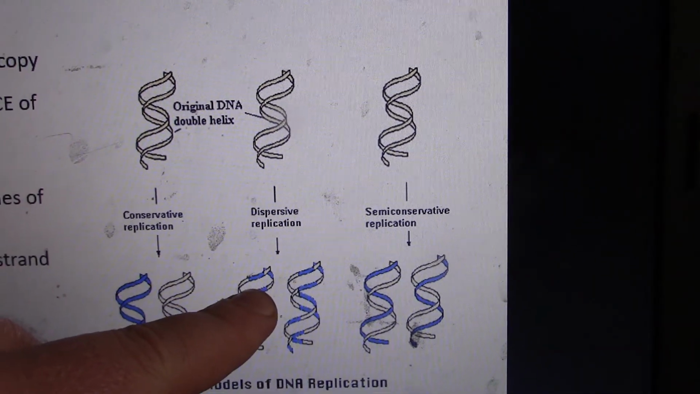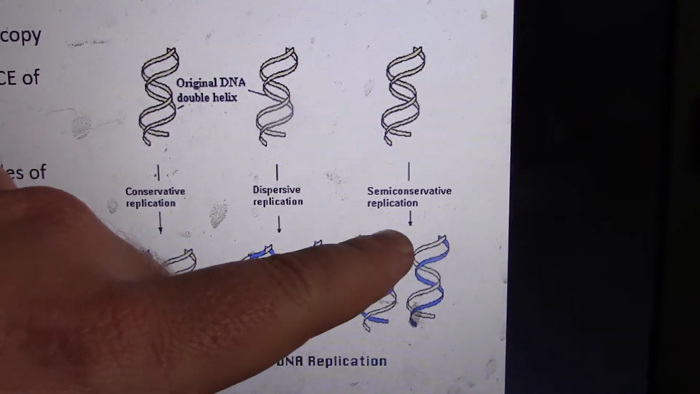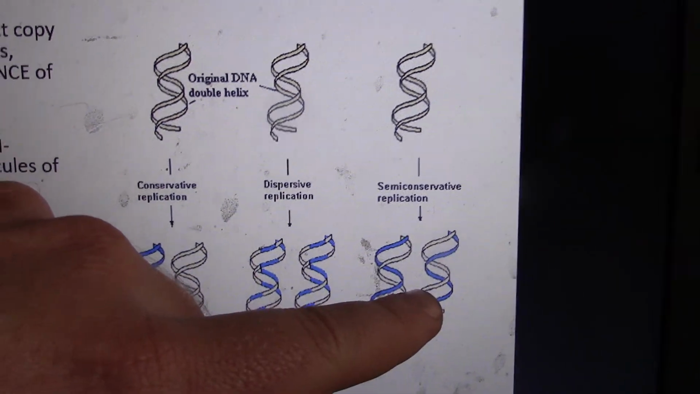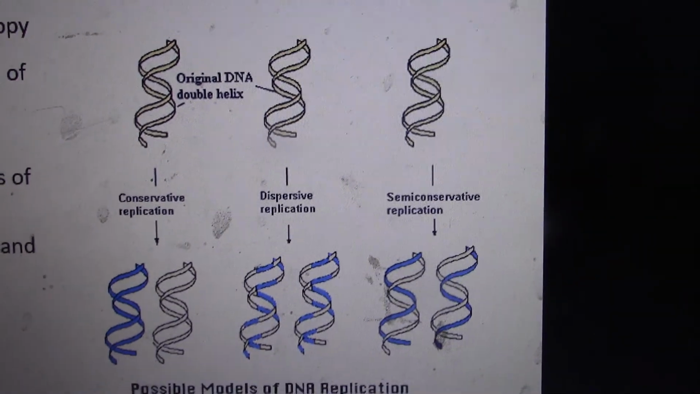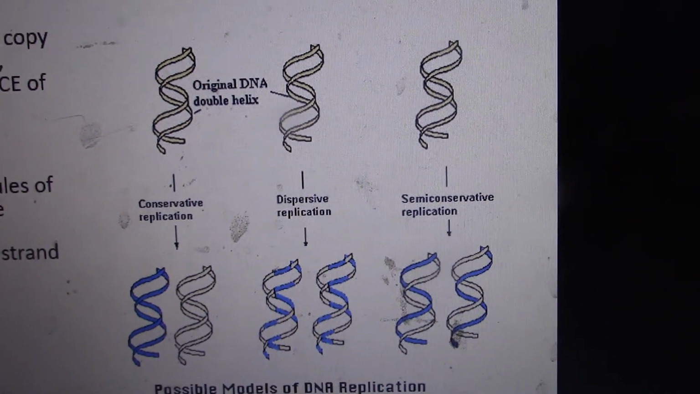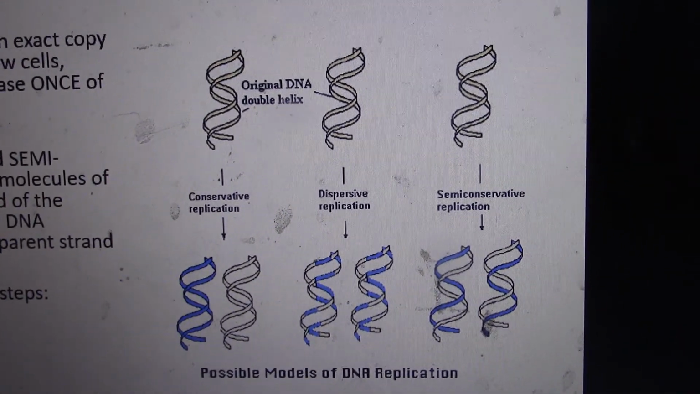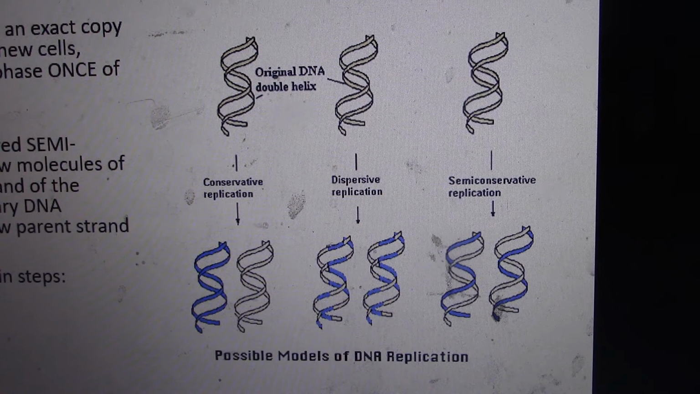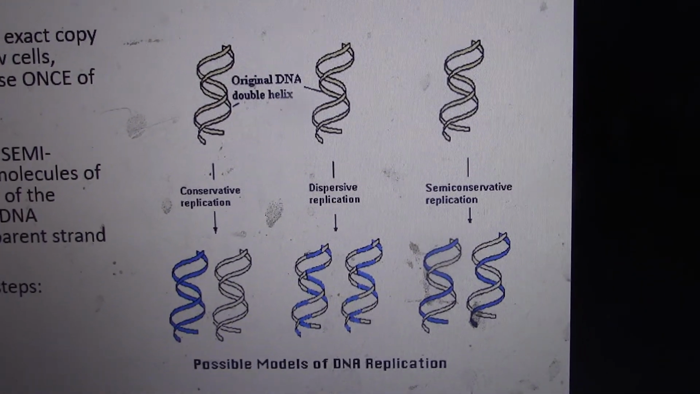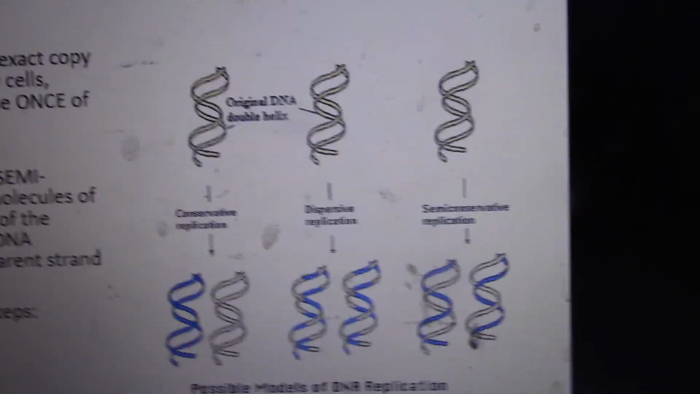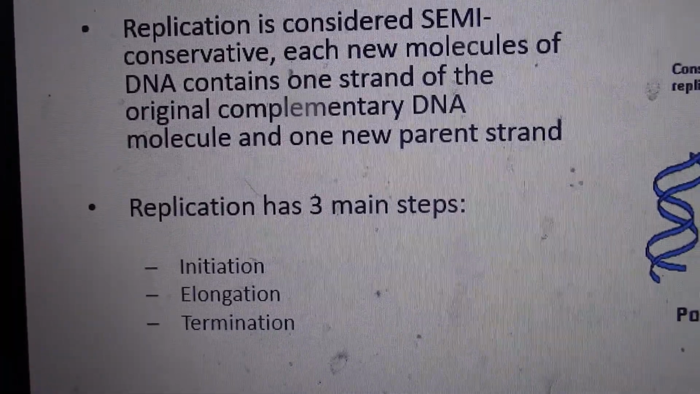Right, so the original strand is fully conserved, and we can make completely new ones. Dispersive, where new strands are dispersed within old strands, or whether half of the old strands were conserved in the replication process, and we built one new template off of the original template. It turns out through experimentation that DNA replicates in a semi-conservative fashion. Okay, and this will make sense as this lecture goes. So replication has three main steps: initiation, elongation, and termination.